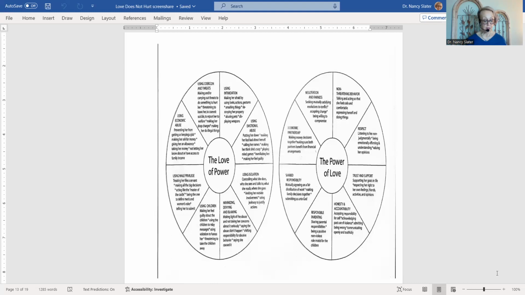Minimizing, denying, and blaming. This is down in the bottom right pie chart. Minimizing.